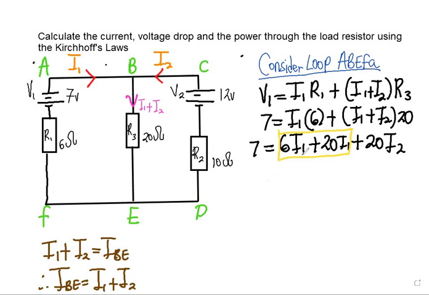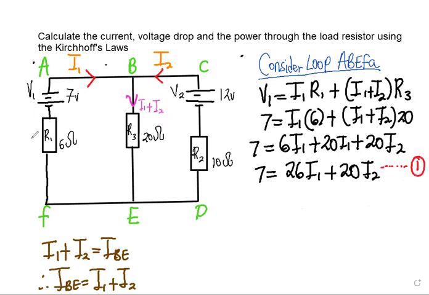You can see that these two are like terms, right? So when you pair them together, it will be 7 equals 6I1 plus 20I1, which gives you 26I1, plus 20I2. So we're having 7 is equal to 26I1 plus 20I2. That one on its own is going to be regarded as our equation number 1.